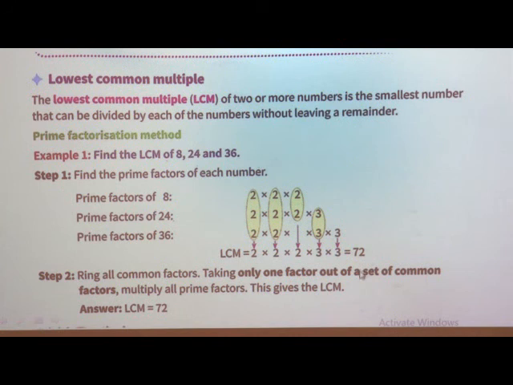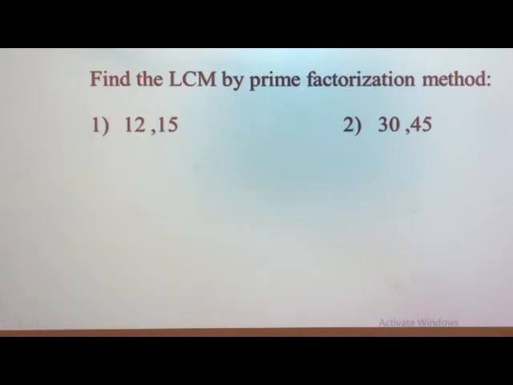So in this way, taking all the common factors, taking only one factor out of a set of common factors, means out of this common set of 3 we take only one factor, and multiply all the prime factors, this is nothing but the LCM. So we will solve a few more examples, so your concept will be clearer and you understand the meaning of LCM. We will go for some examples related to this.